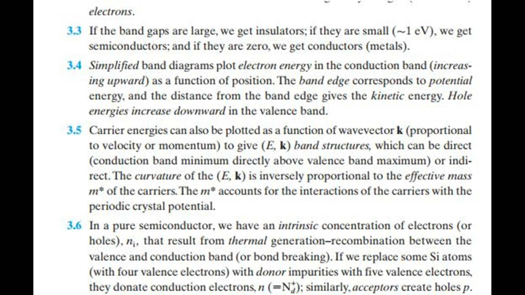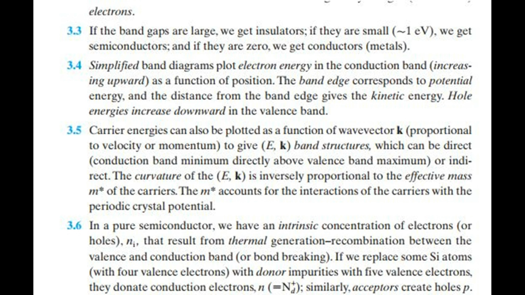3.3 If the band gaps are large, we get insulators; if they are small, about 1 eV, we get semiconductors, and if they are 0, we get conductors, metals. 3.4 Simplified band diagrams plot electron energy in the conduction band, increasing upward, as a function of position. The band edge corresponds to potential energy, and the distance from the band edge gives the kinetic energy. Hole energies increase downward in the valence band.